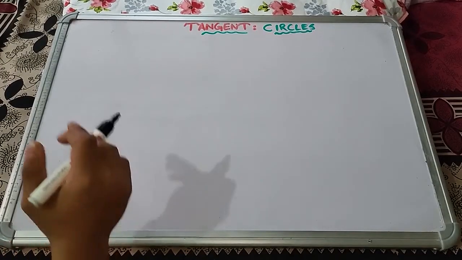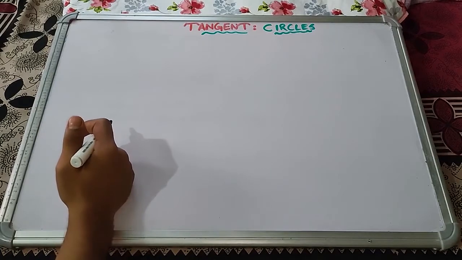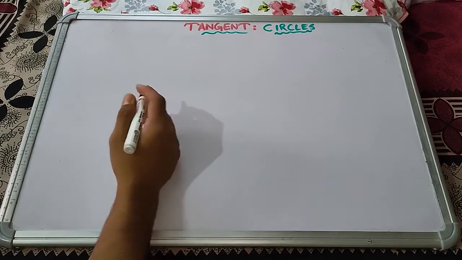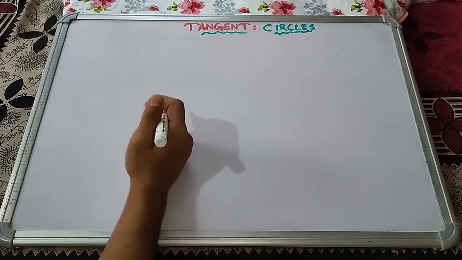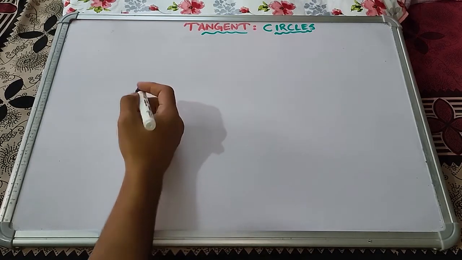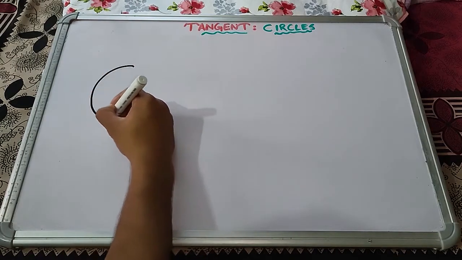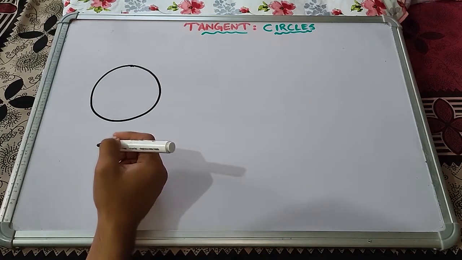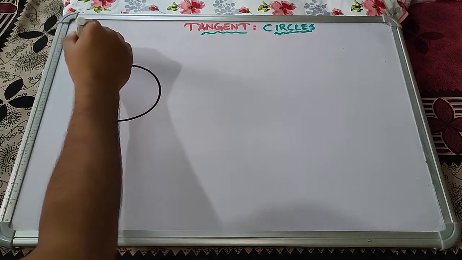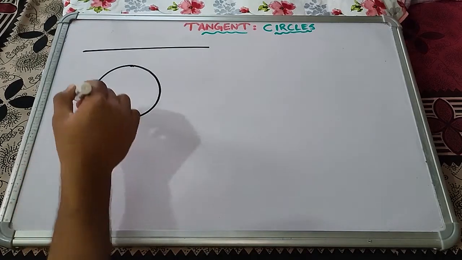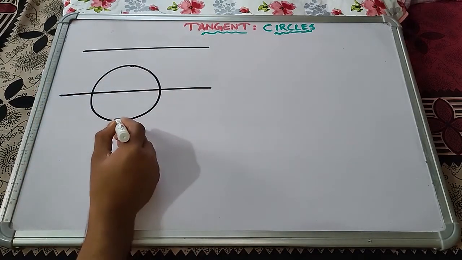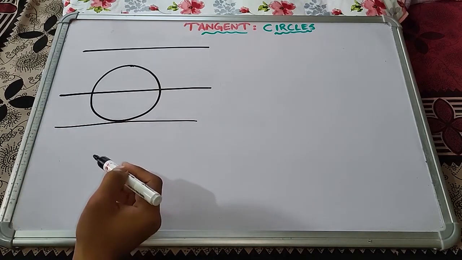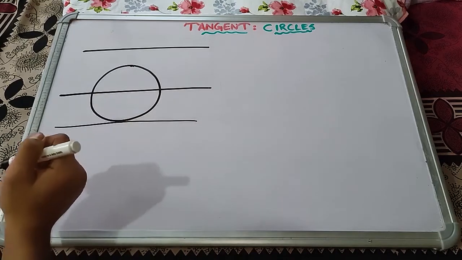So let us start with tangent over circles. First let us see what relation a line can have with a circle. Not only a circle but with any general curve, but we are taking the circle as an example. It will be easy to understand. Suppose this is your circle. What are the types of line you can have? First type of line is this one, second type is this one, and third type is this one. So what is the major difference in all these three types of line?